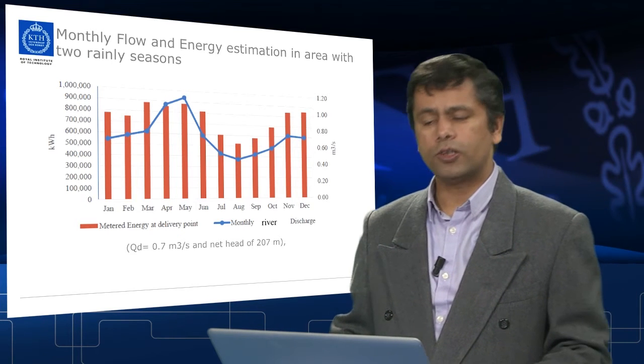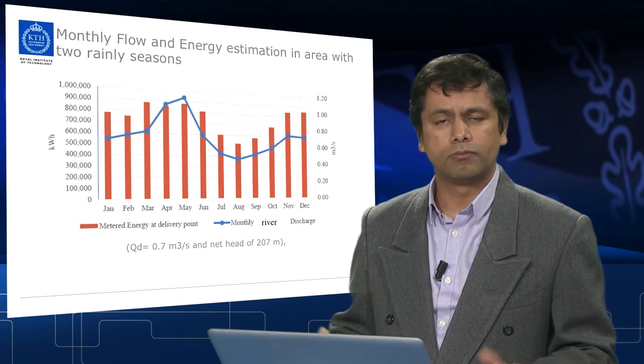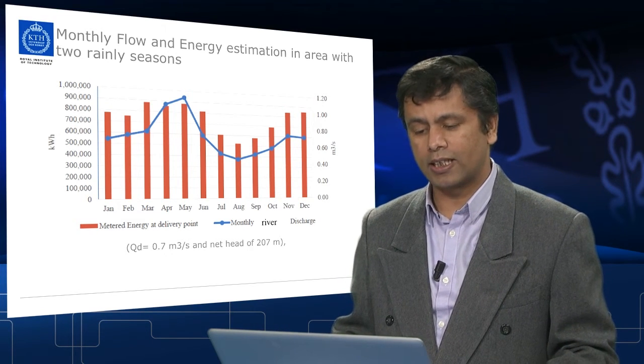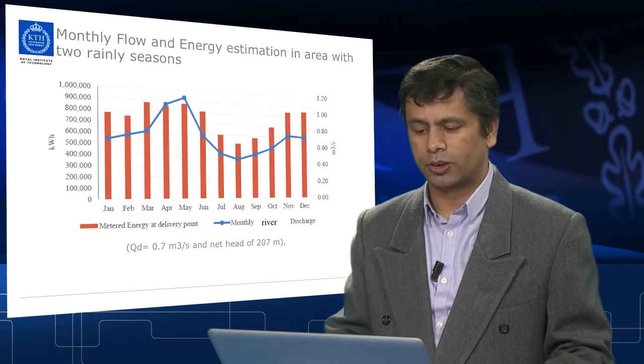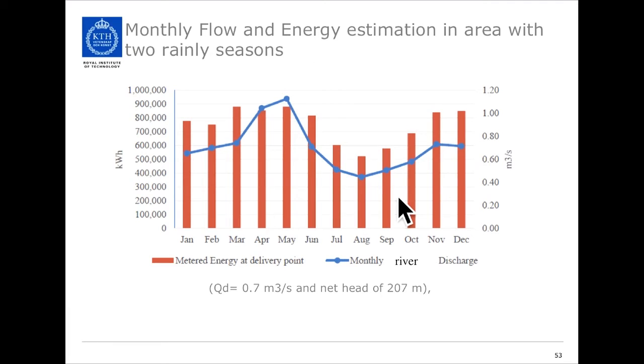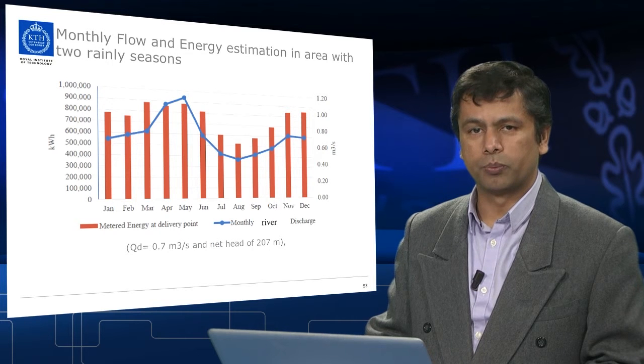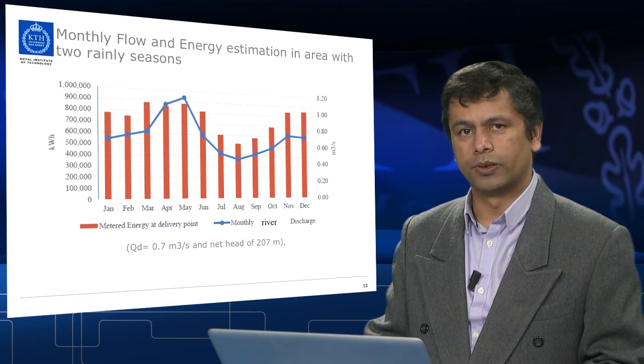Also, some places have two rainy seasons. In that case you might have a different power curve. This is one of the examples that I have chosen from a place where you have two times of rainfall. One is in November, December, and another in April, May, and this is what the power output looks like at different flows. The project has been designed at 0.7 meter cube per second with a net head of 207 meter.